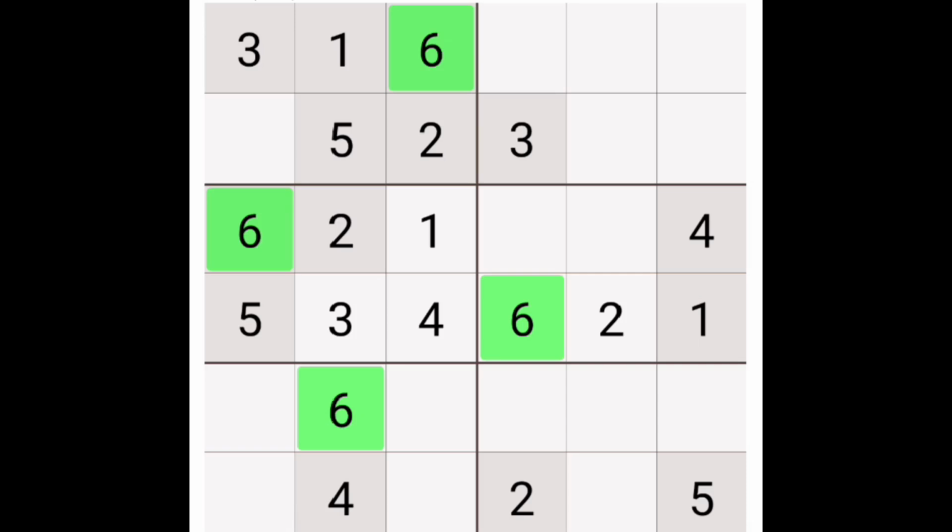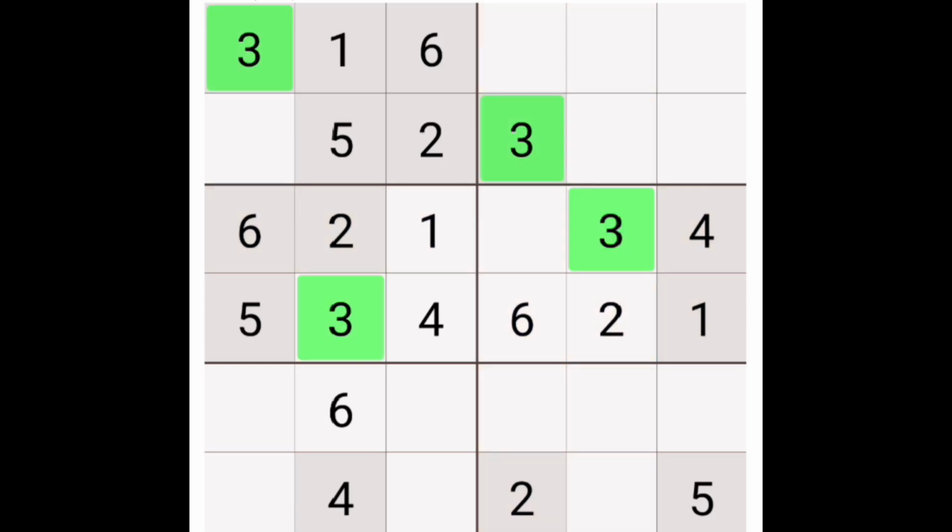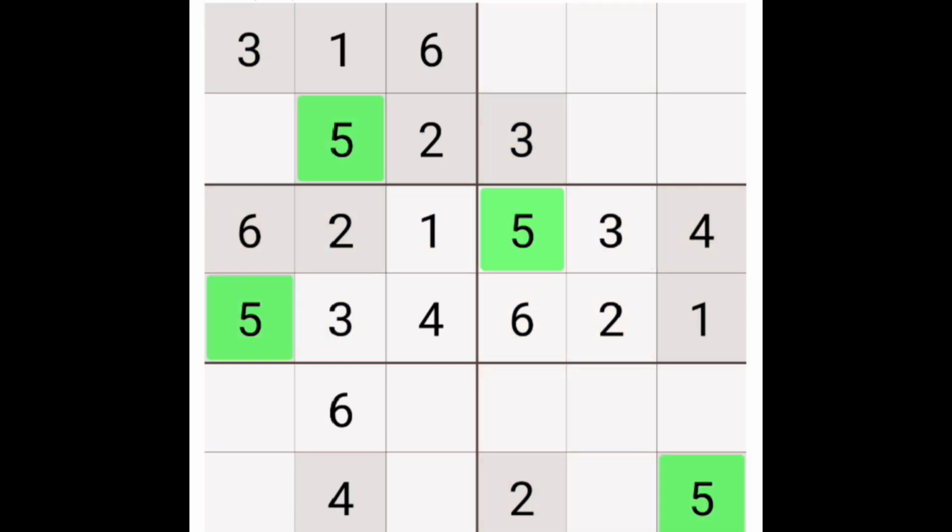So now let us complete this box. 4, 6, 2, 1 are there. 3 and 5 are missing. 3 and 5 will come in these two cells. So 3 cannot come in this cell, as 3 is just above it. So that means 3 will come here and 5 will come here.